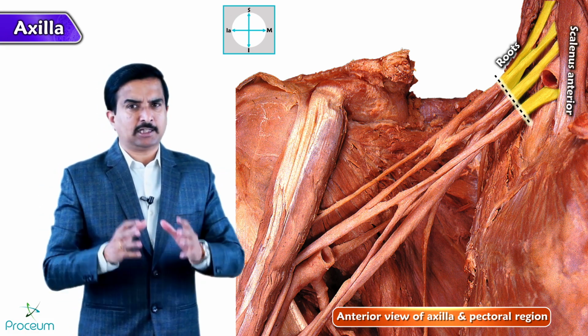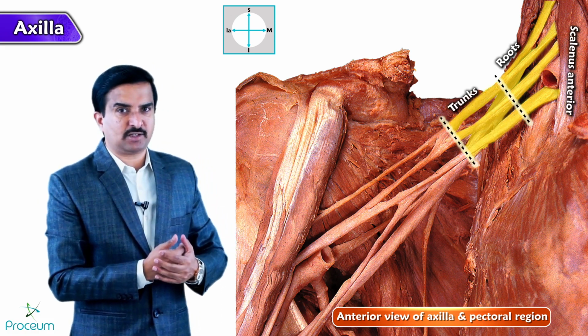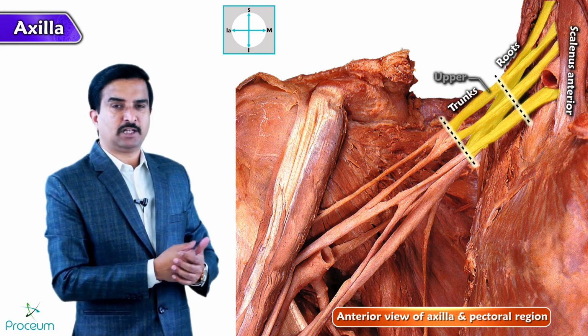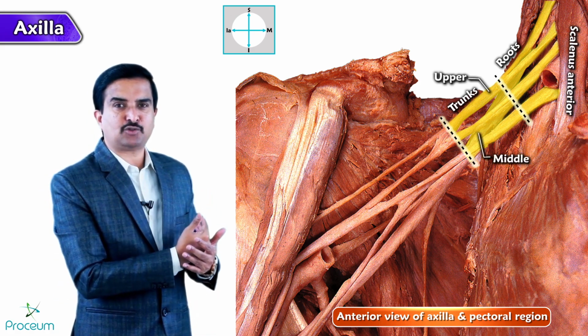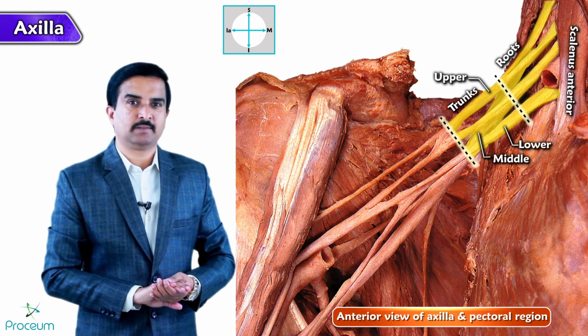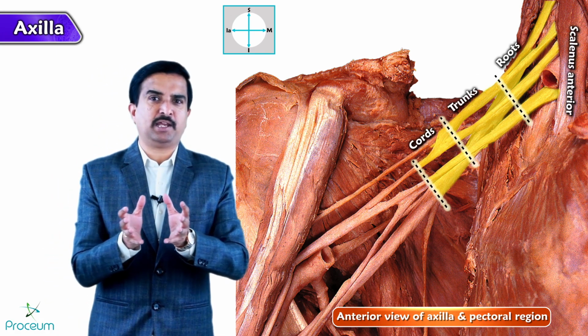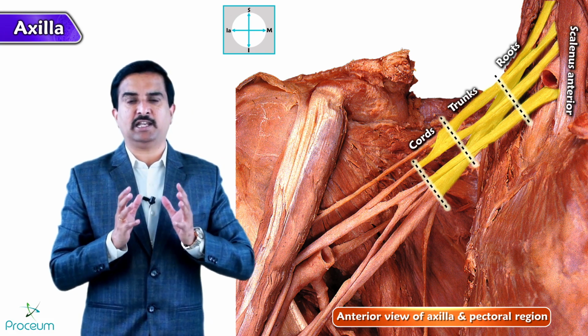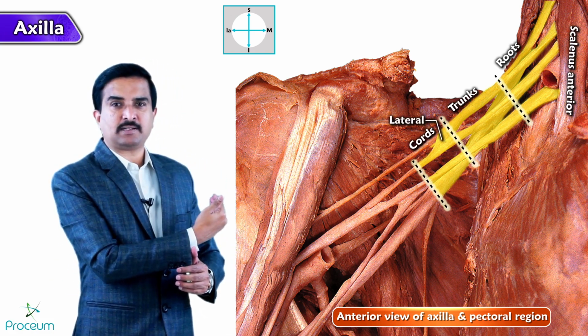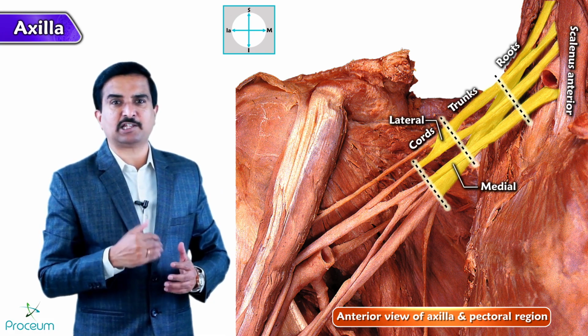And the three trunks of the brachial plexus are clearly seen. Let us try to name them: upper trunk, middle trunk, and lower trunk. All the trunks are well appreciated here. So the three chords of the brachial plexus are also clearly demonstrated. The lateral chord is present on the lateral aspect and the medial one is present on the medial aspect.